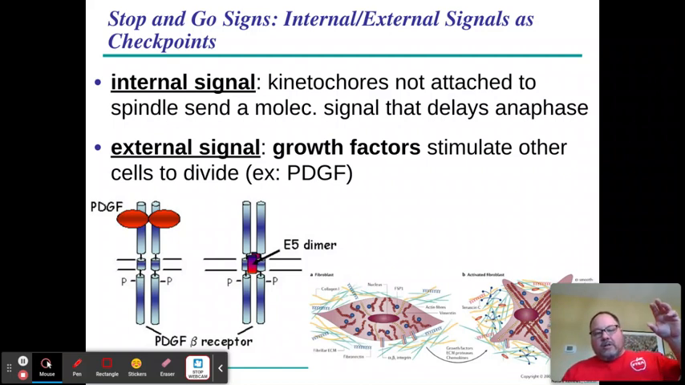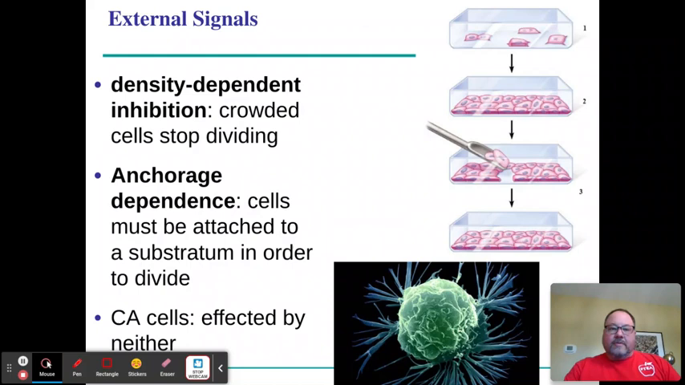So there are molecules like human growth hormone that can dock on receptors on the outside of cells and stimulate cell division. So, hormones are a common external signal for cell division. Another important external signal is density-dependent inhibition.